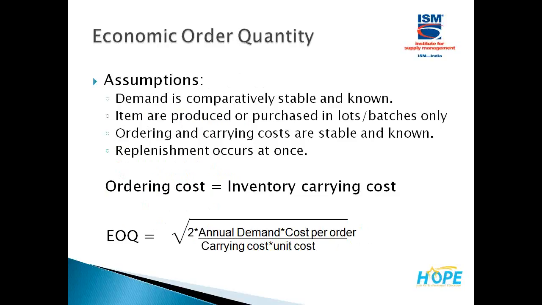In our economic order quantity, our ordering costs and inventory costs are the same or almost the same. And if you want to calculate the economic order quantity, the formula is very simple. It is the square root of twice the annual demand multiplied by the cost of orders, divided by the carrying cost and unit cost.